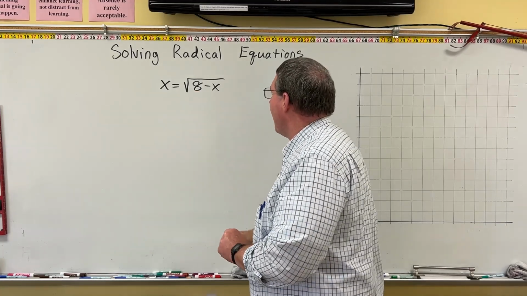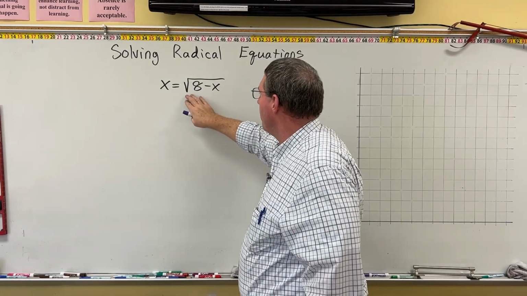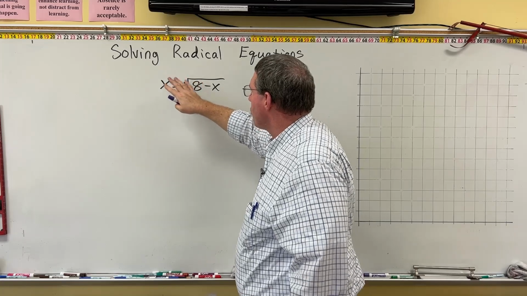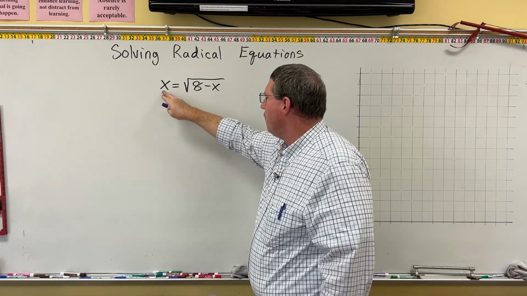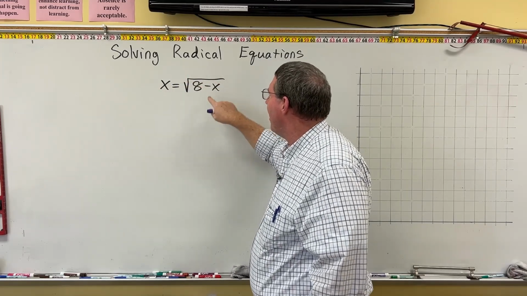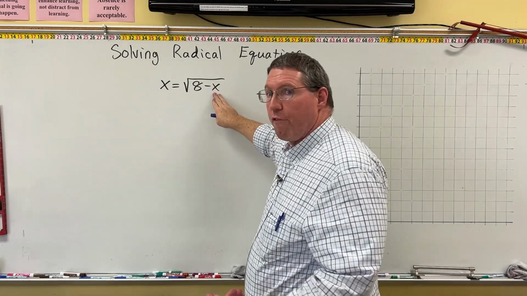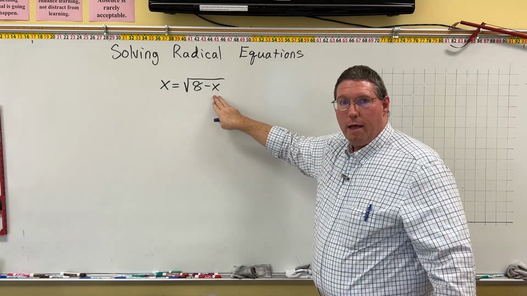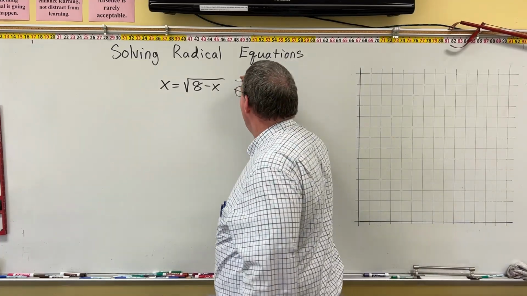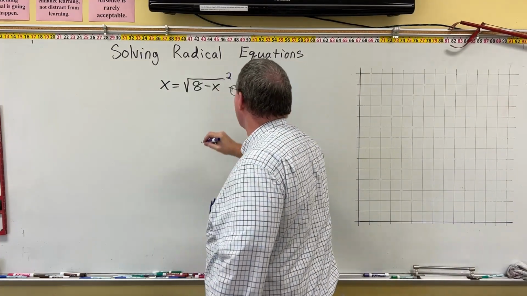Now, what we want to do is solve for x. And you might say, look, we've solved for x. X is equal to this thing. Yeah, but there's also an x over here. We have to set this x free from under the radical. And in order to set it free, we have to square the radical.